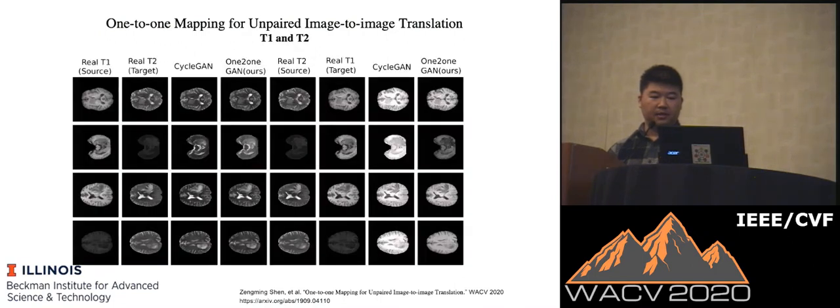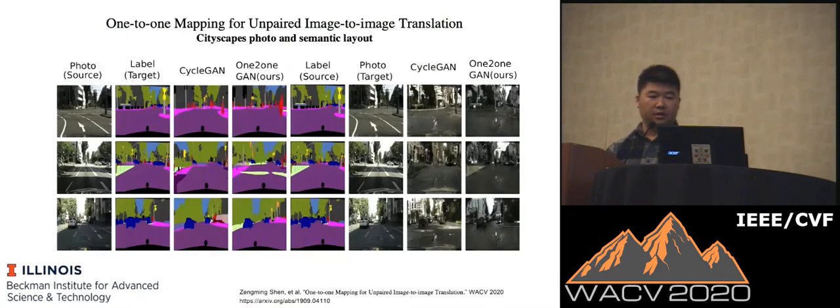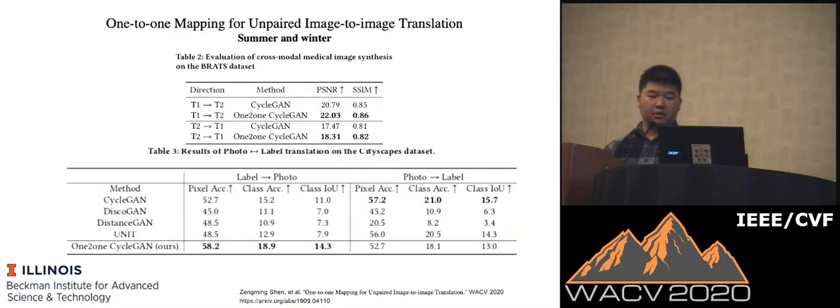And this is also the result we did on the cross domain medical image synthesis on MRI T1 T2. You see the third column and the last two. And this is also where we have an experiment on the sensitive data set. And later you see our quantum results, especially the results on the photo to label direction. We reach the state of the art results.